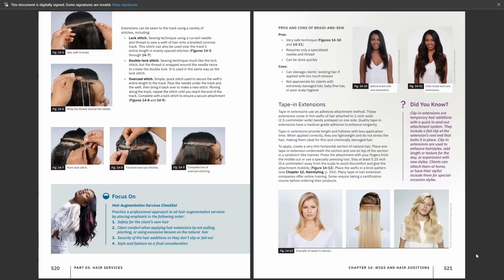Pros and cons of braid and sew. Pros: very safe technique, requires only a specialized needle and thread, can be done quickly. Figures 14-10 and 14-11. Cons: can damage clients' existing hair if applied with too much tension. Not appropriate for clients with extremely damaged hair, baby fine hair, or poor scalp hygiene.